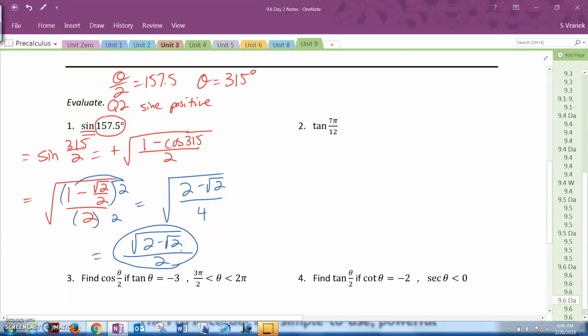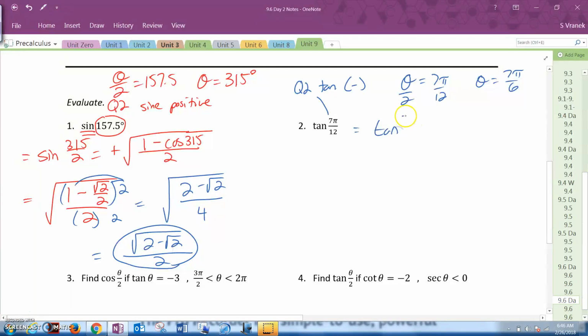Alright, so same thing for this one. 7 pi over 12, well 6/12 is 1/2, so this is Q2, where tangent is negative. I'm just going to put the sign. So I'm going to use a negative sign for this answer later. Alright, so theta over 2 is equal to 7 pi over 12. If I multiply by 2, I get theta is equal to 7 pi over 6.